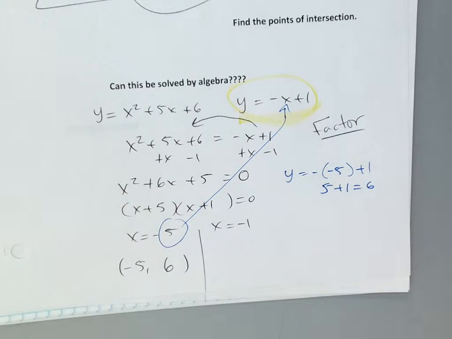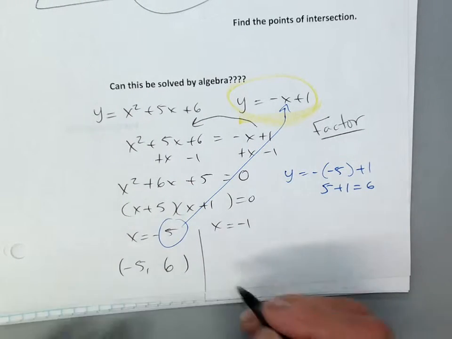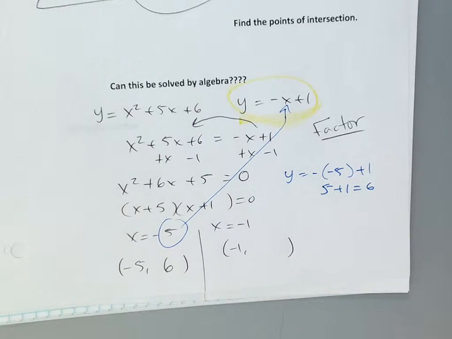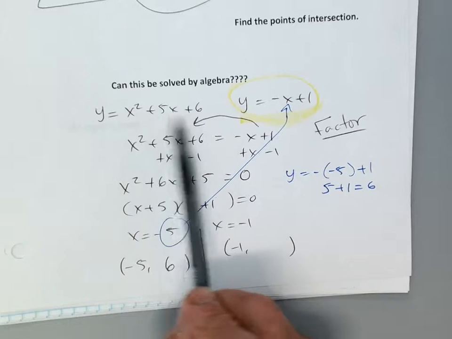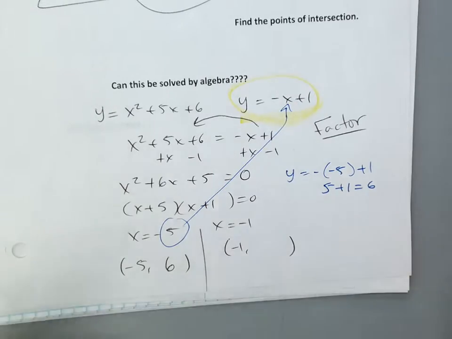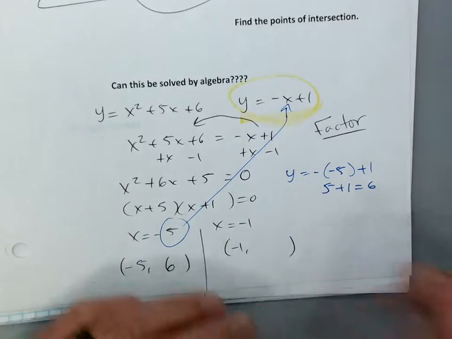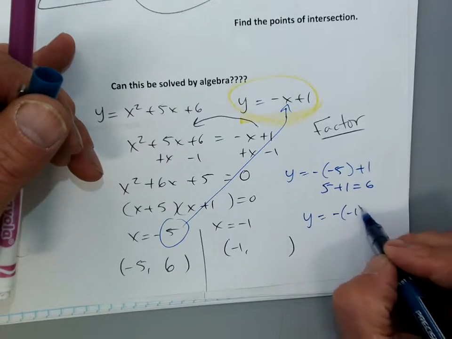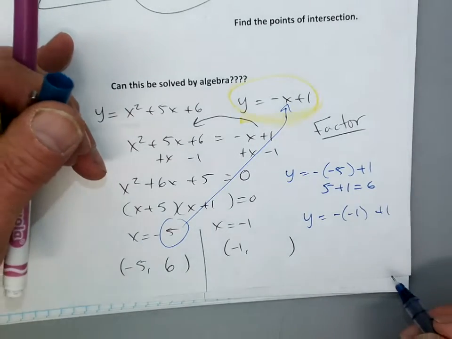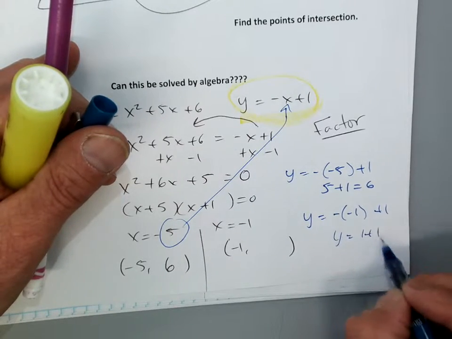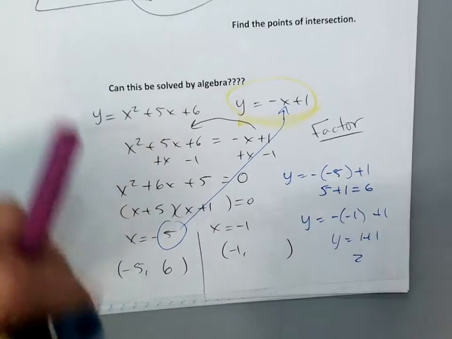I have 2 points, right? The other point has x equal to -1, and I'll find the y. Again, I can put the -1 either into the first equation or the second. The second is much easier. You guys agree? The second one. So I'm going to rewrite this as y equals -1 plus 1, or 1 plus 1. 1 plus 1 is 2. So I have a 2.